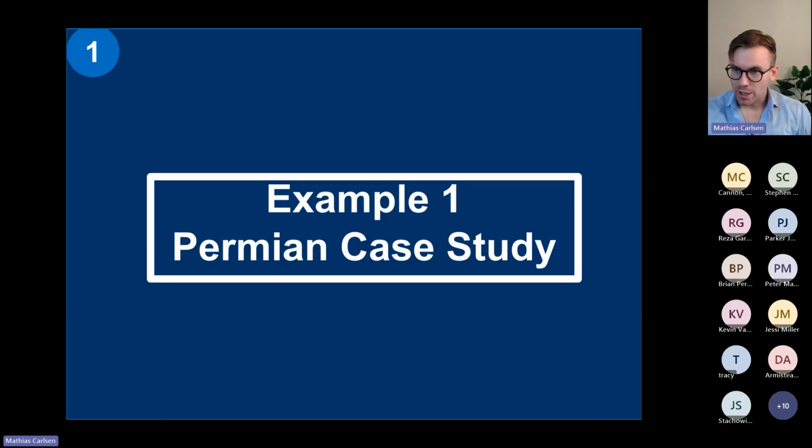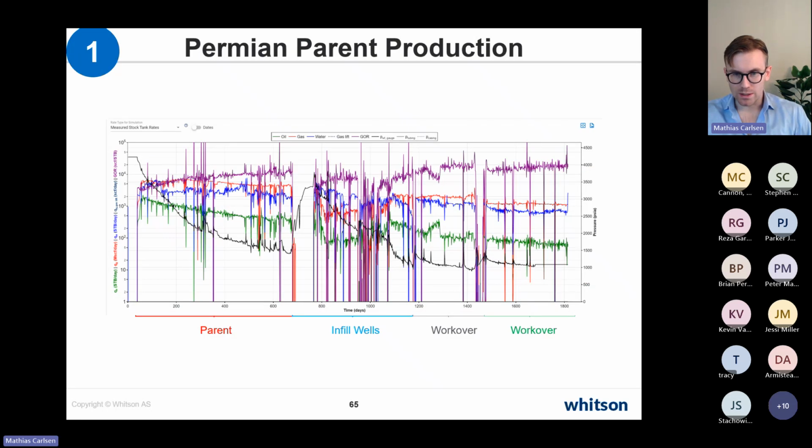This Permian case study right here was presented probably last year by Coterra or Cimarex. It is a Permian parent well that has a lot of things going on. It has first an initial period when it's just producing as a parent, and then we get a lot of infill wells, and then we have workover and workover. And what we're going to look at is the analysis that they did initially, before they were infilling the wells, like how they were evaluating all this data when it was just a parent.